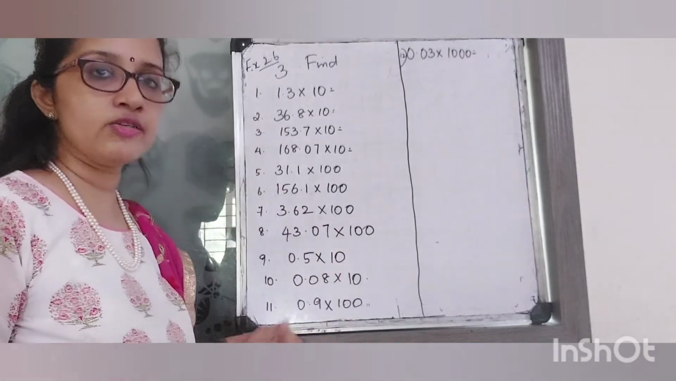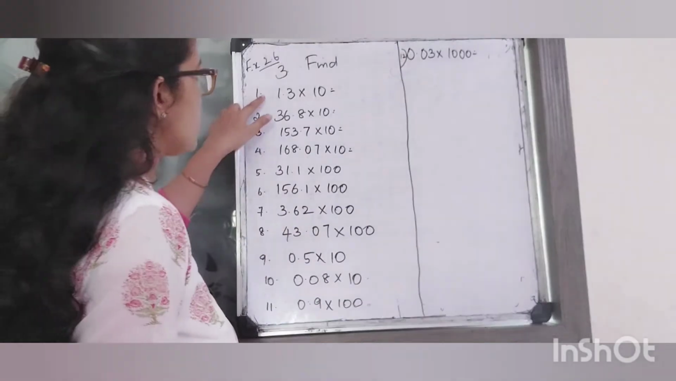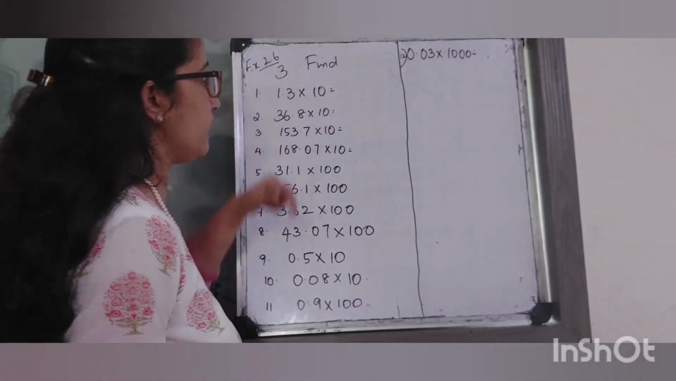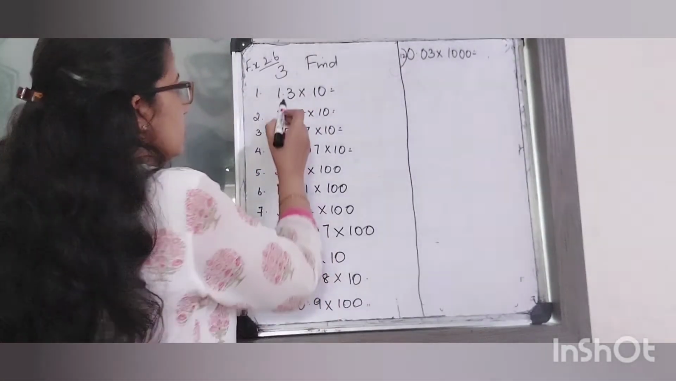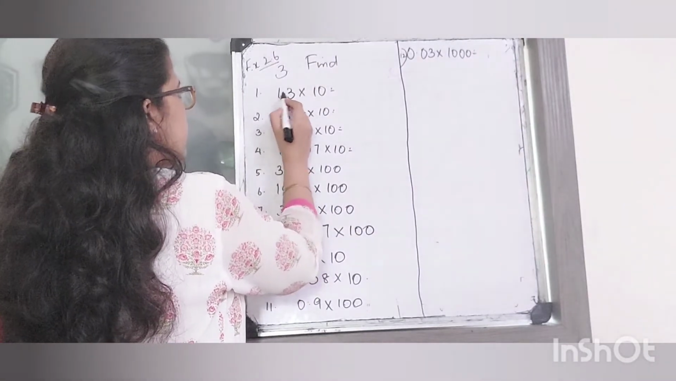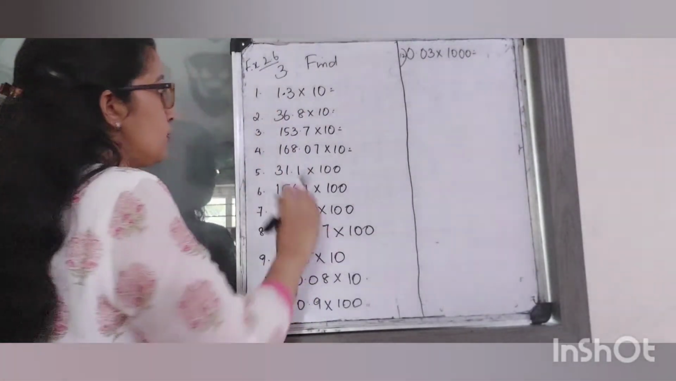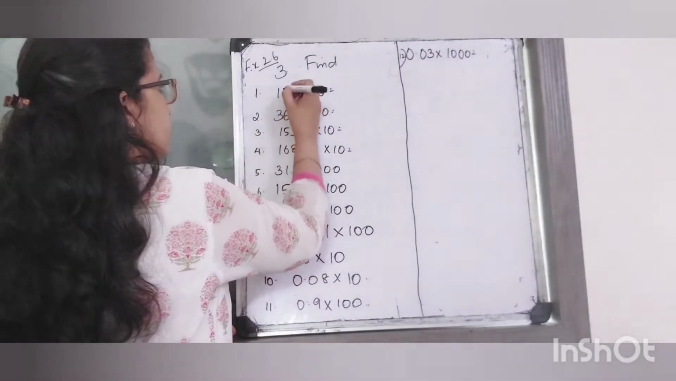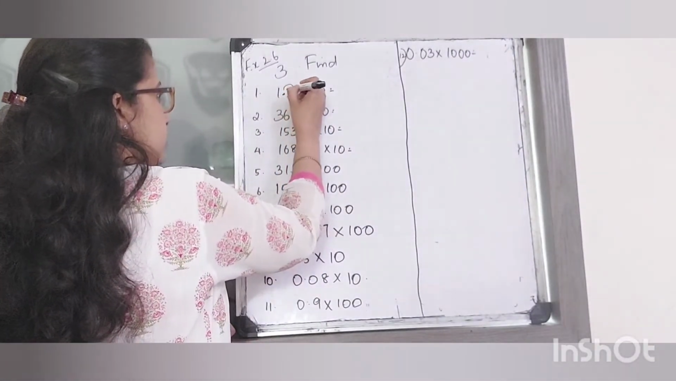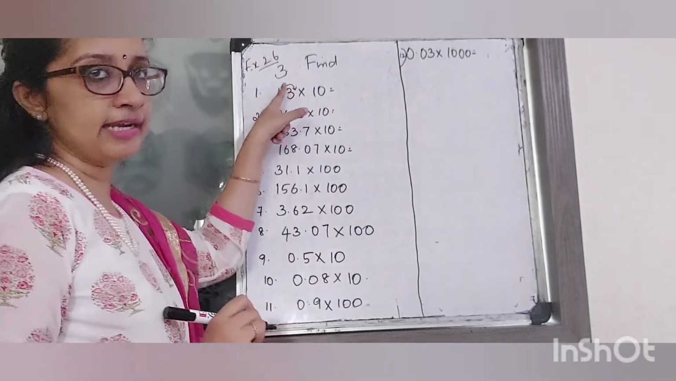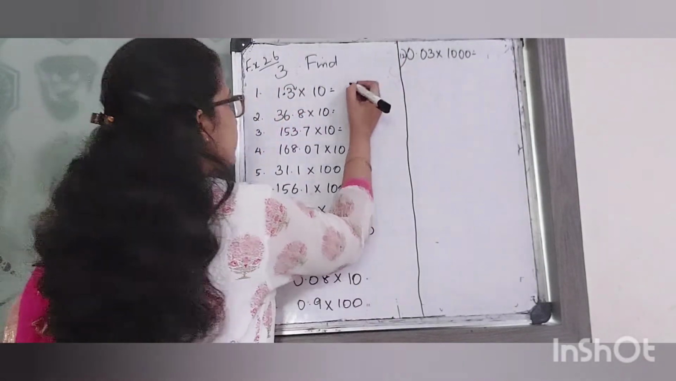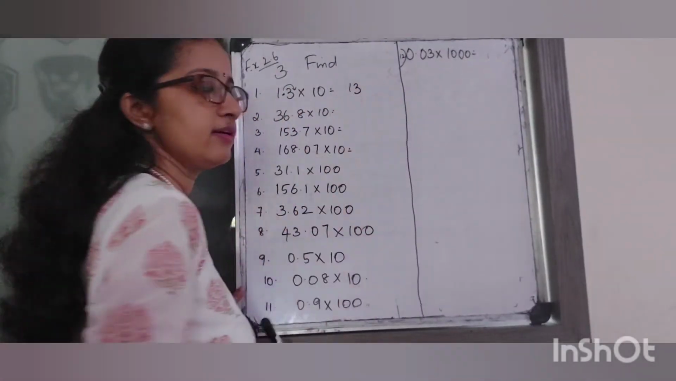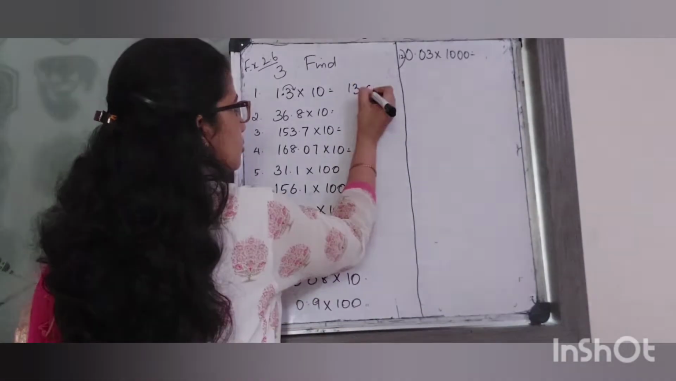So let's try solving these questions. First question is 1.3 into 10. How to do that? So decimal point is here between 1 and 3 here. So we are multiplying by 10. So what should we do? We should shift the decimal point one place to the right. So the answer will be 13. Correct? 13.0 or 13.